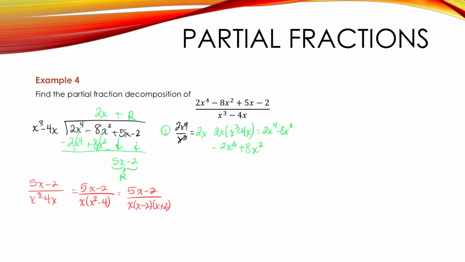So let's look at what this would look like. So we would say then that we've got 5x minus 2 over x times x minus 2 and x plus 2. And we're going to decompose this into A over x plus B over x minus 2. Make that red. There we go. And then we're going to add to it C over x plus 2.